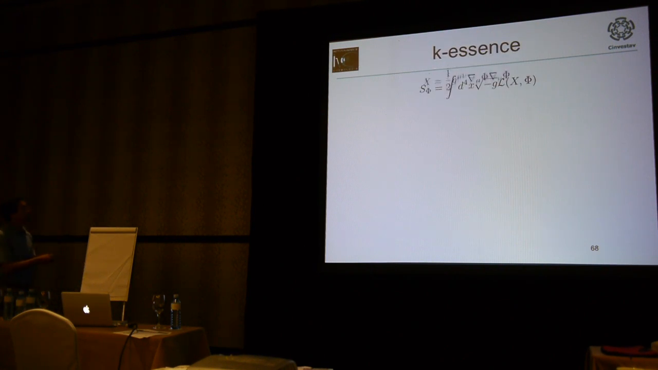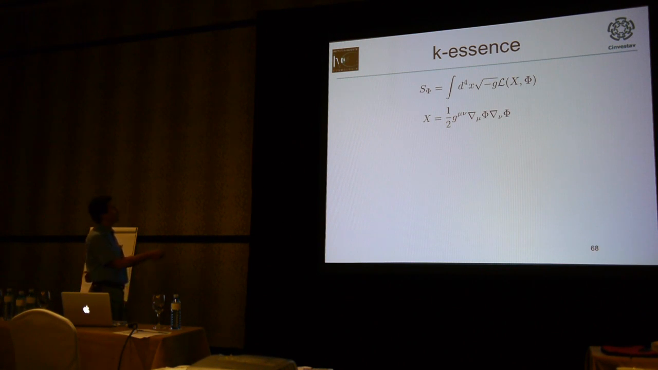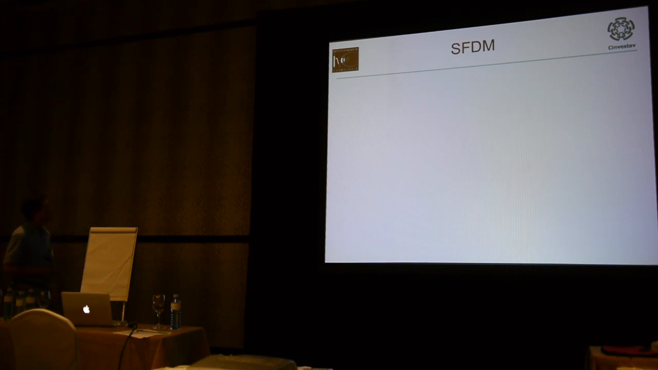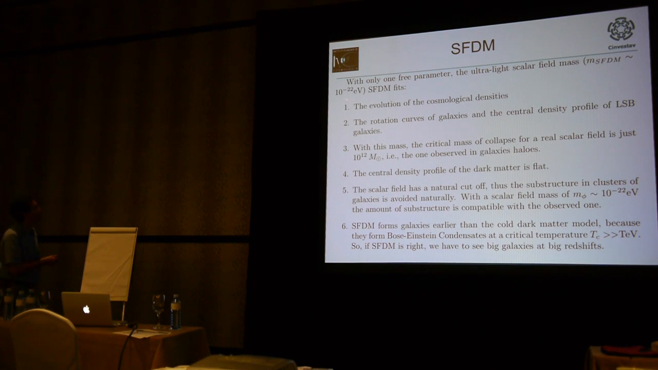Well, another candidate is very similar to a scalar field, but now the Lagrangian depends on this X, which is constructed by using the kinetic energy of the scalar field. Of course, if you have more degrees of freedom, you have more freedom for fitting observations. Well, let me summarize scalar field matter with only one free parameter. It fits the evolution of cosmological densities, the rotation curves of galaxies, and the central density profile of LSB galaxies.